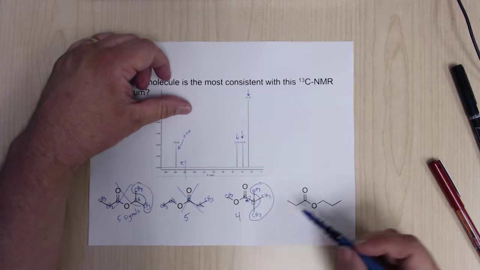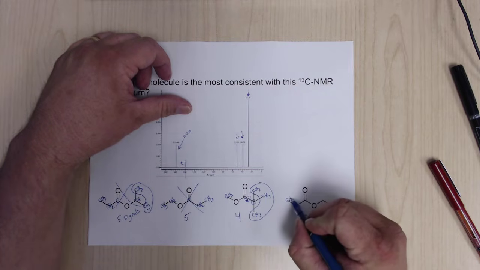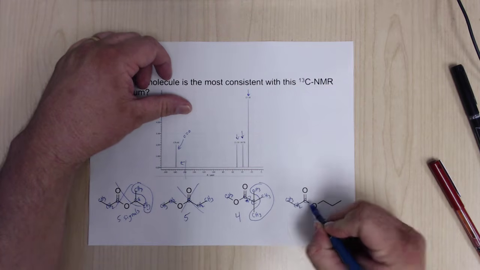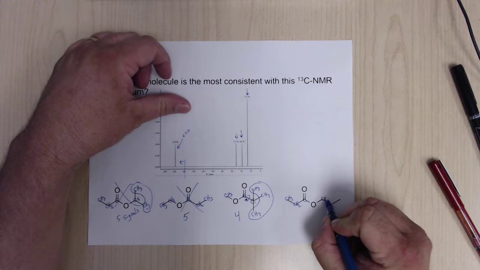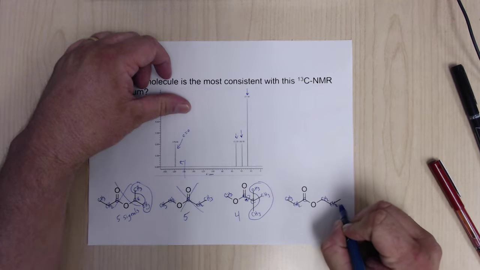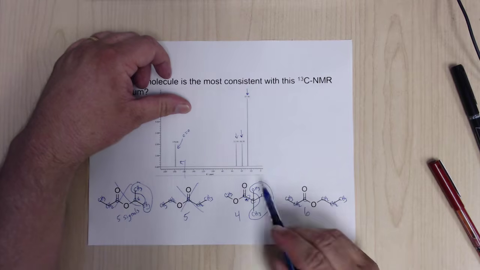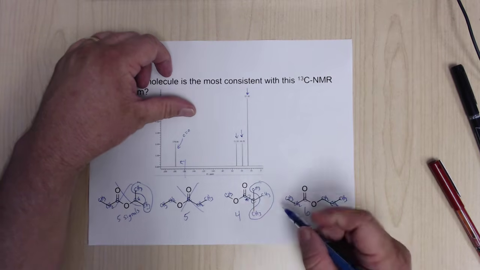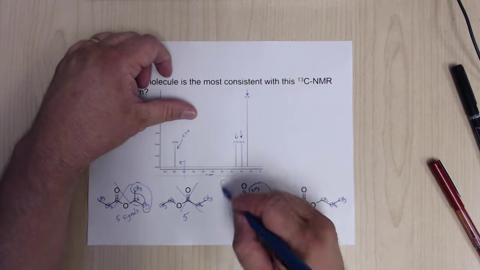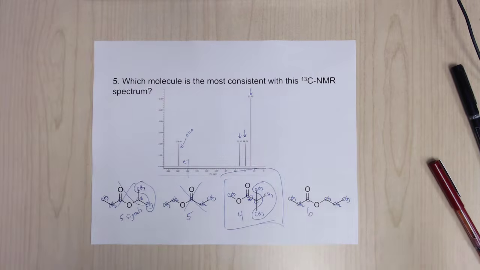Ooh, that's good. Here it's CH3, CH2, C, CH2, CH2, CH3, 1, 2, 3, 4, 5, 6 signals, right? So even here 1, 2, 3, 4, 5, or 1, 2, 3, 4, right? So this is it. We didn't even have to solve what the structure is.